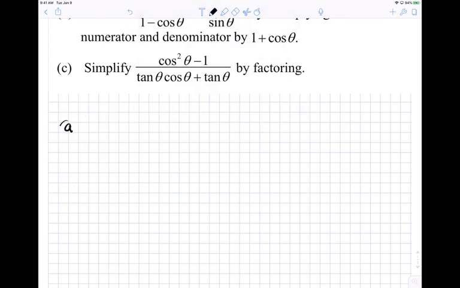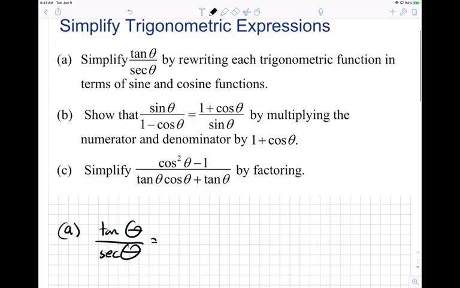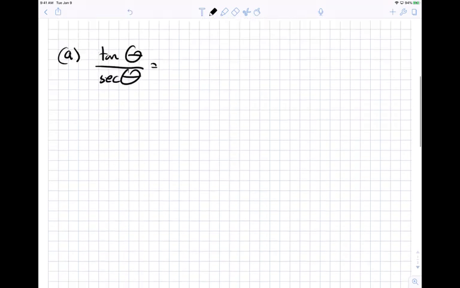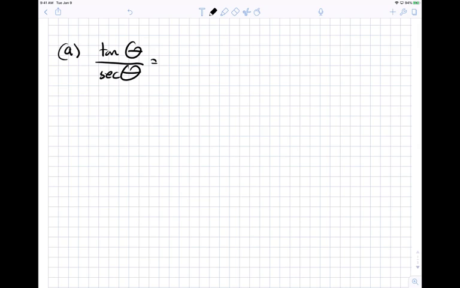We have tan of theta divided by secant theta. This one asks us to simplify the trig identity by first rewriting each trig function in terms of sine and cosine. So what's tan in terms of sine and cosine? Tan is sine theta over cosine theta, divided by... what's secant theta? Reciprocal of cosine, right? So secant is 1 over cosine theta.